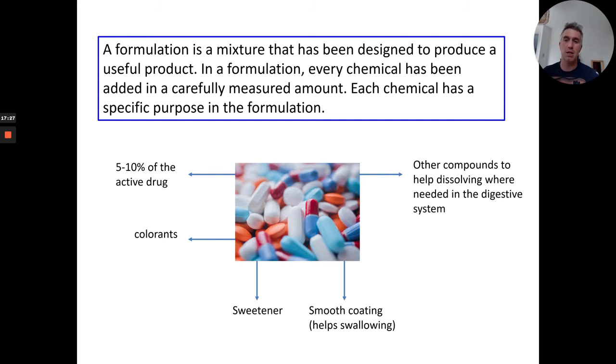A formulation is a mixture that has been designed to produce a useful product. In a formulation, every chemical has been added in a carefully measured amount. Each chemical has a specific purpose in the formulation.